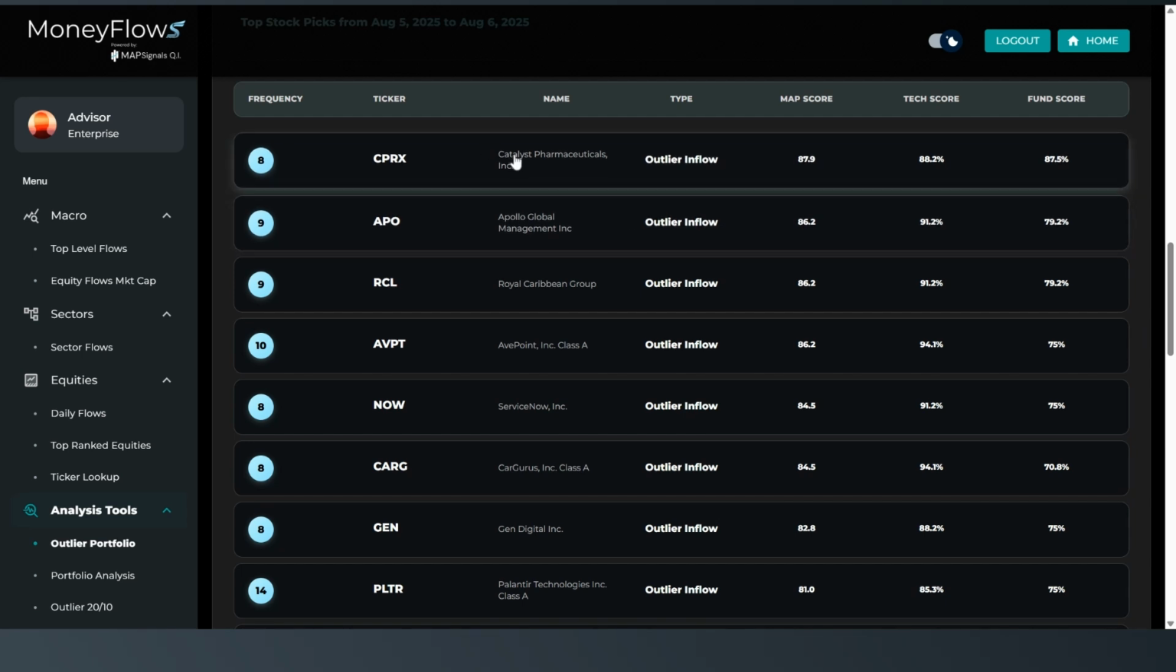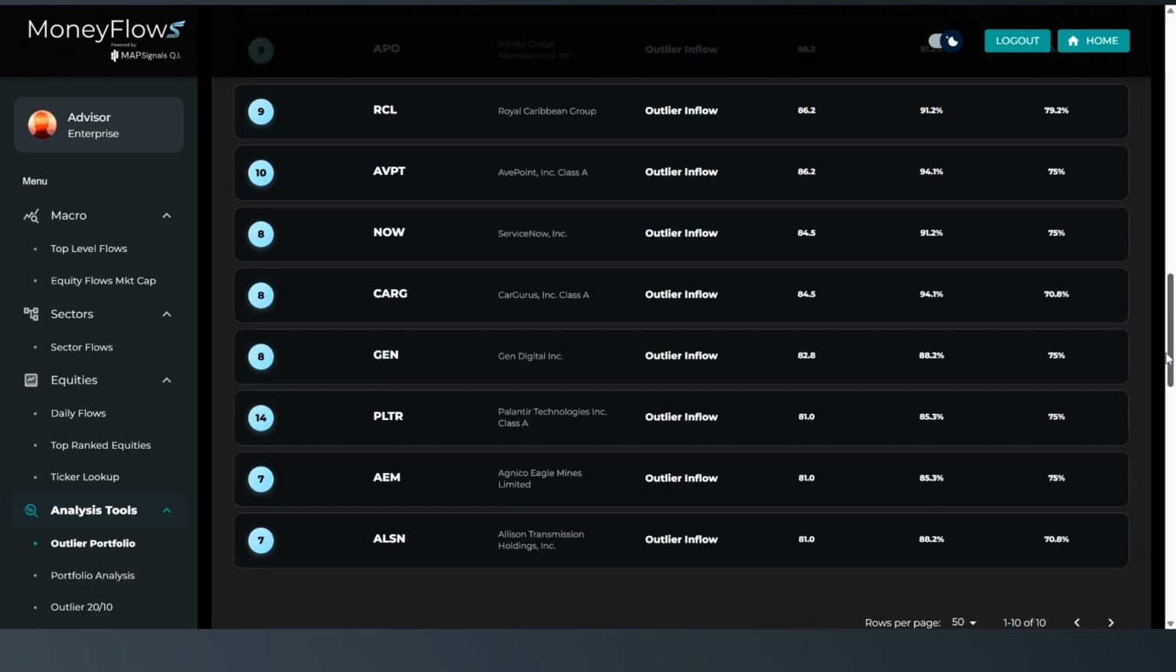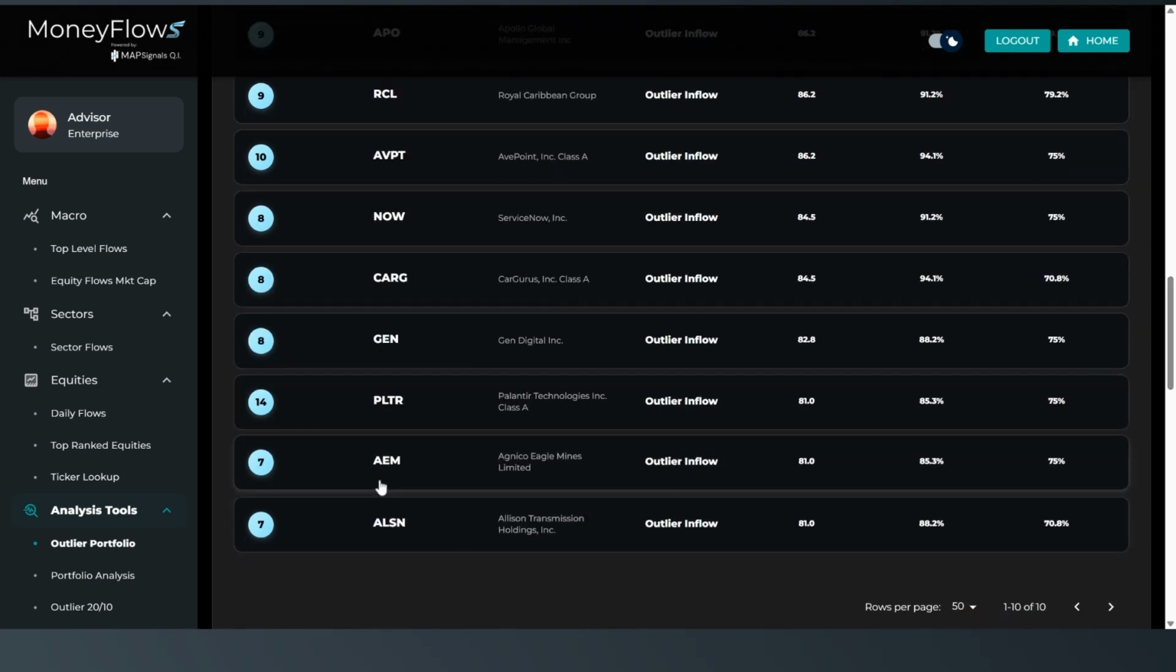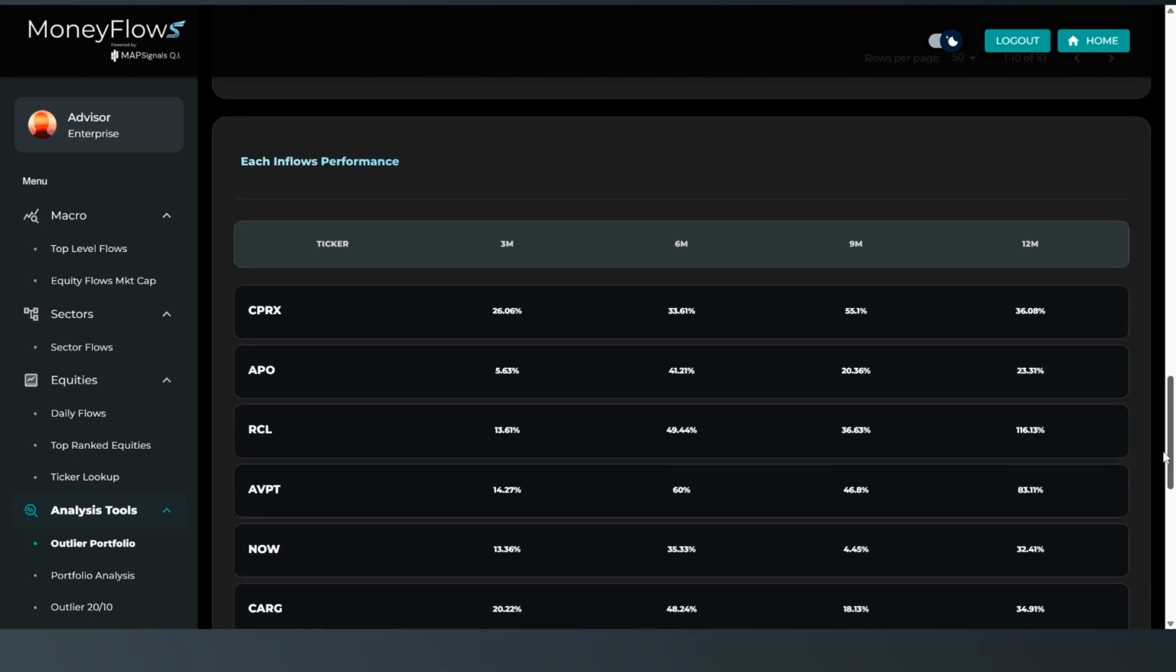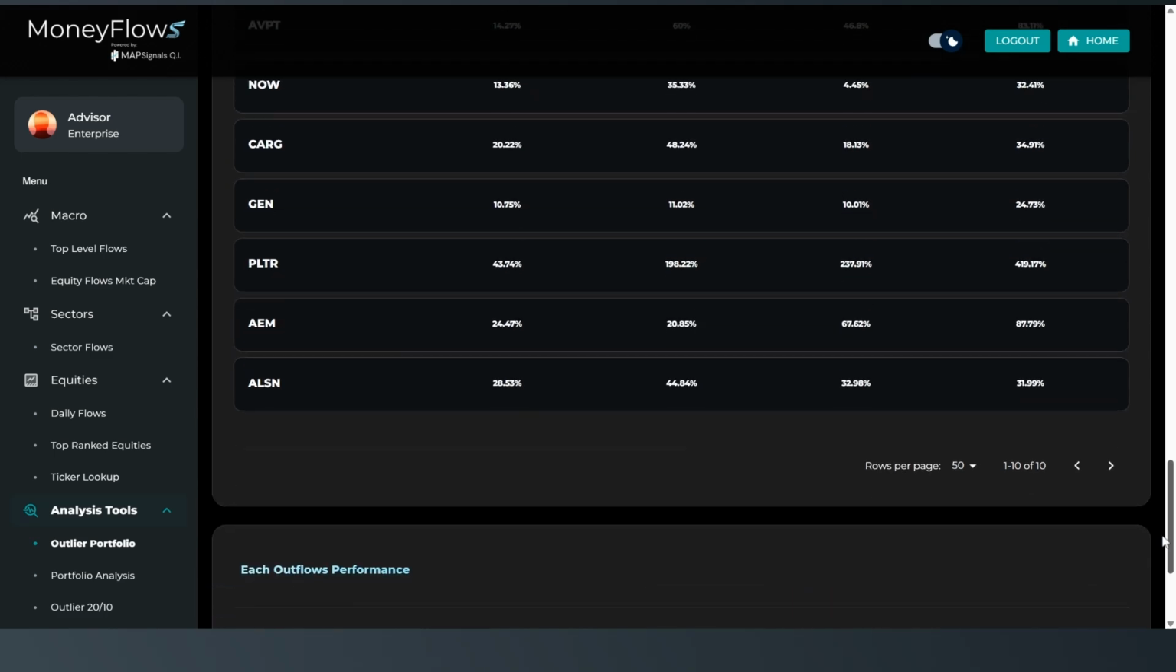So Catalyst Pharmaceuticals was on our reports 8 times, Apollo Global Management 9 times, Royal Caribbean, AvePoint, ServiceNow, CarGurus, Gen Digital, and Palantir. Also Allison and also AEM, Agnico Eagle Mines. Here you can see the performances of those tickers.